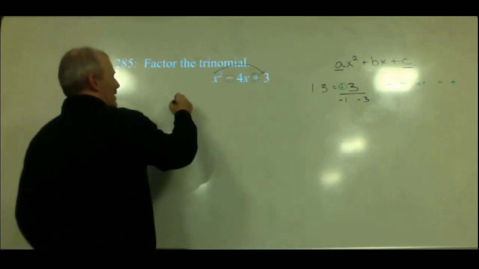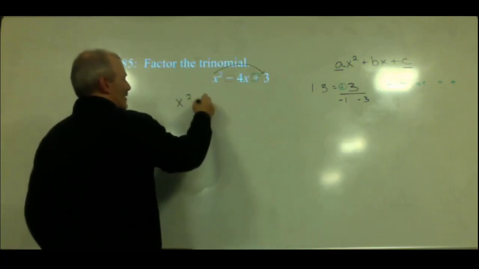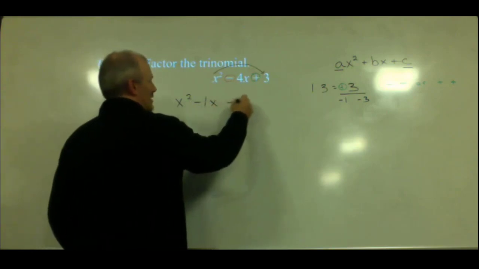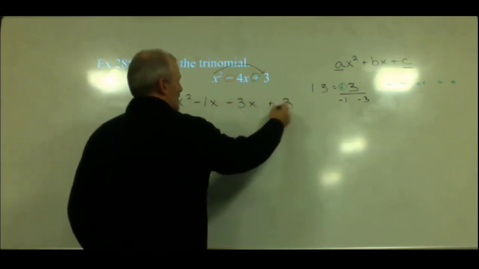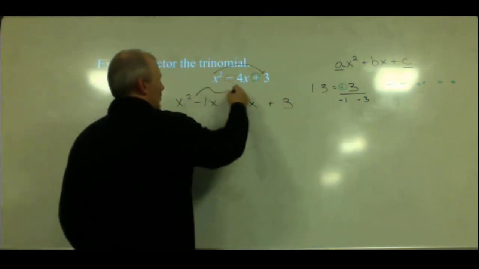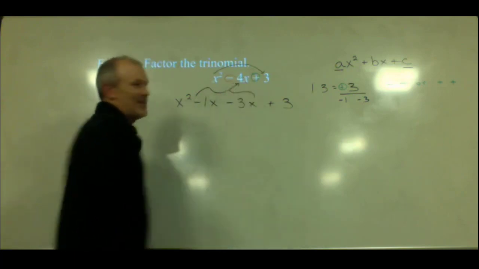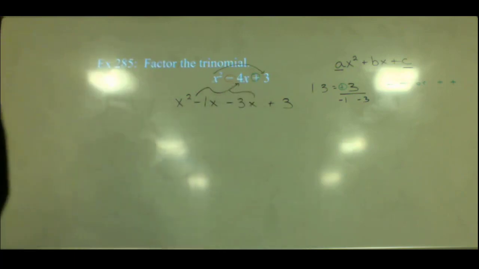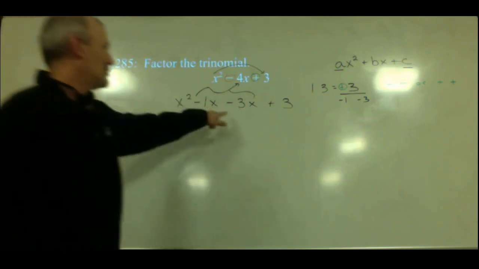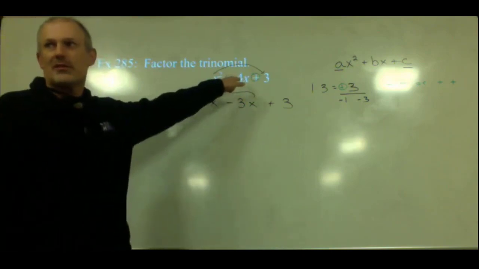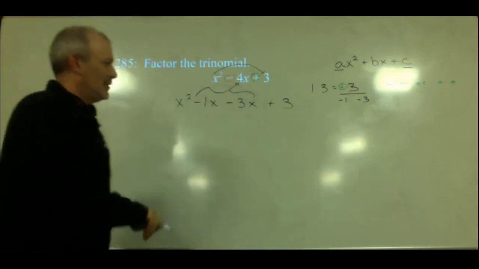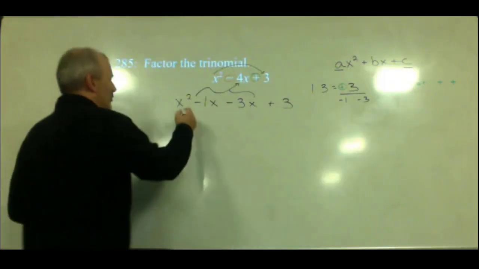So we're going to rewrite this. Minus 1x minus 3x minus 1 and minus 3 plus 3. And again, you don't have to do this every time, I just want to make sure you understand. The reason we can do this is because these two still add up to be negative 4x. Okay. So then we are going to factor by grouping.